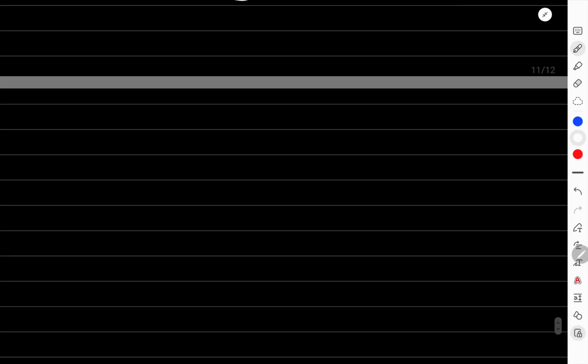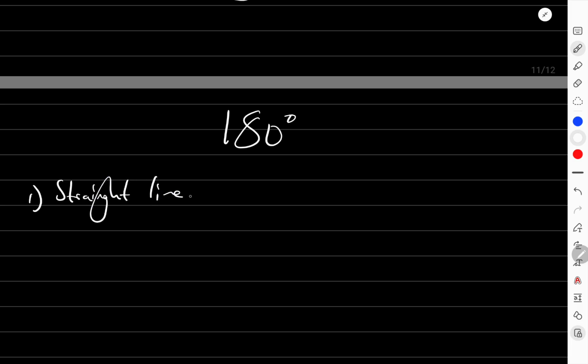Now, the last one, we spoke about 180 degrees. The first 180 degrees, what is it? It's a straight line. Number one, it's a straight line. So if you see a straight line, the sum of angles that are found within that straight line add up to 180 degrees. So if you see a line like this one, the angles that are going to be found within that vertex, all of them combined, they should give us 180 degrees.